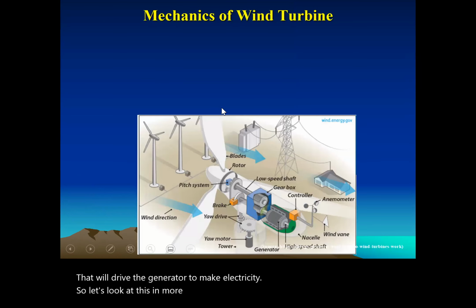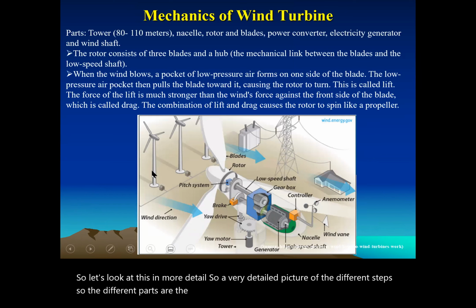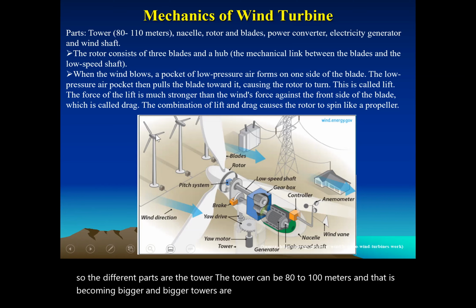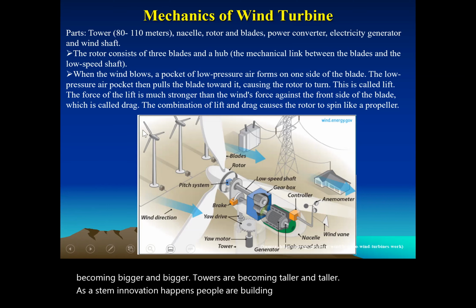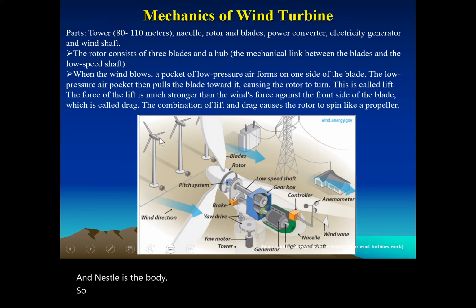So here's a very detailed picture of the different steps. The different parts are the tower. The tower can be 80 to 100 meters, and that is becoming bigger and bigger. Towers are becoming taller and taller. As STEM innovation happens, people are building it better because it's able to harvest the wind at higher altitudes, which is high speed. And the nacelle is the body. So there's the rotor and the blades, and there'll be a power converter, a generator, and a wind shaft inside.